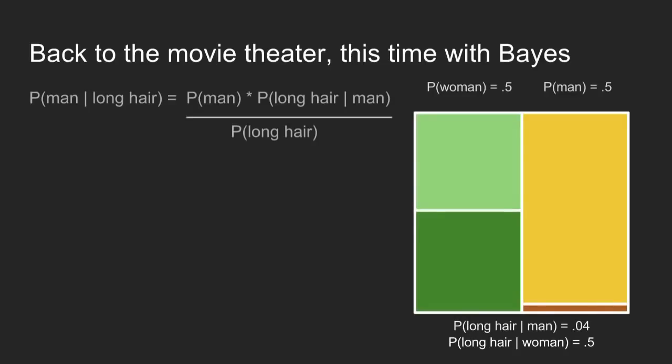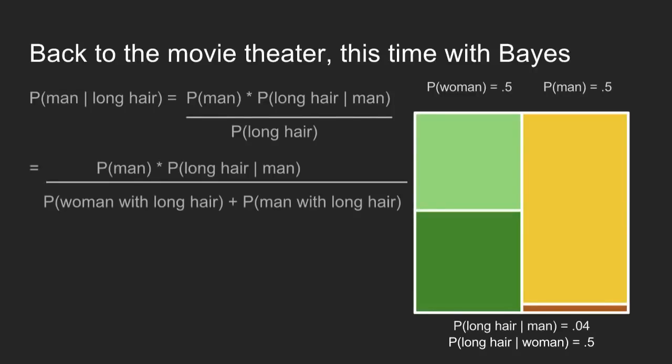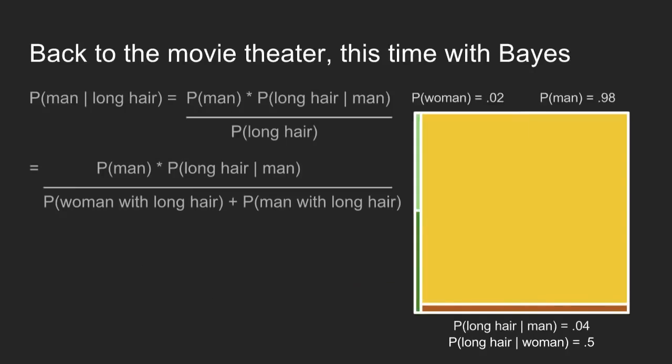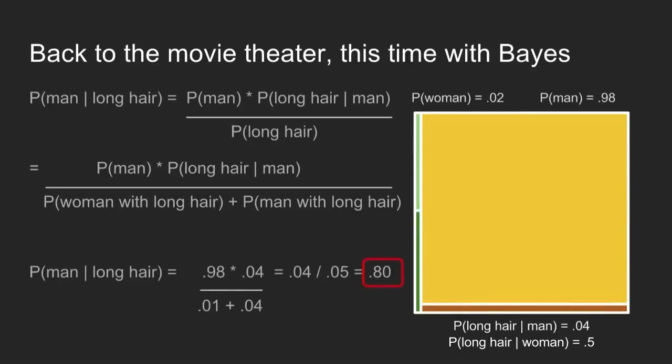So using this formula, we can go back to the movie theater and plug in what we know. We know the probability that someone is a man. We know the probability that if they're a man, they have long hair. And we know the marginal probability that someone has long hair, which is just the probability that someone's a woman with long hair plus the probability that someone's a man with long hair. And we plug all that in, and we can say if someone has long hair at the movie theaters, there is a 7% chance that they are a man. Similarly, 93% chance that they are a woman.